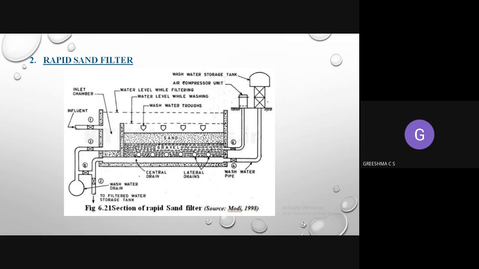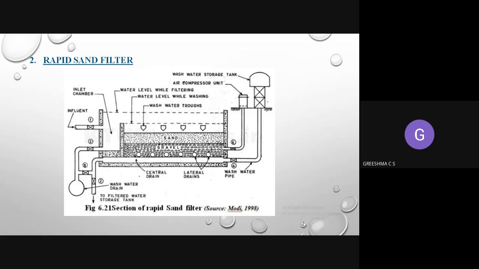Coming to the rapid sand filters. Here the structure is pretty complex compared to slow sand filters. One advantage is that the filtration is at a faster rate compared to slow sand filtration. But one disadvantage is that the bacterial removal efficiency is lower. Not very low, it will be around 80 to 90%. The bacteria removal efficiency will be lower, but the rate of filtration is very high over here.